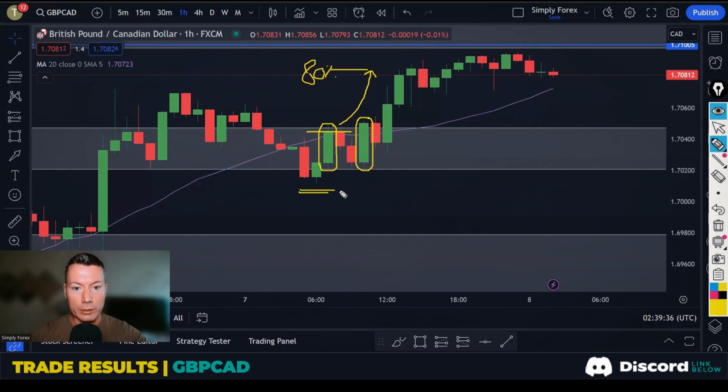So this stop loss here is now for the remaining 20%, or hedge, whatever you use. All right. And all I'm going to do, guys, is follow price action.